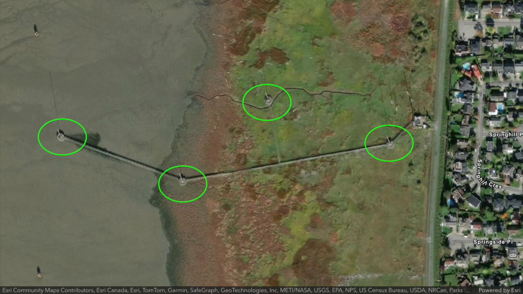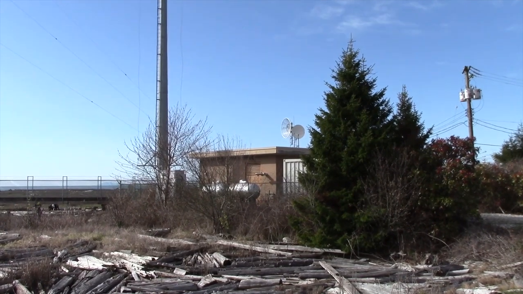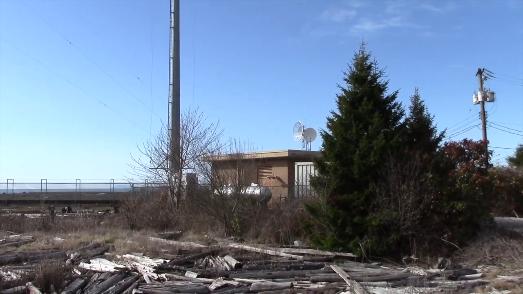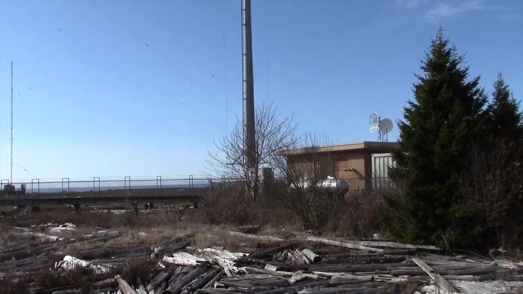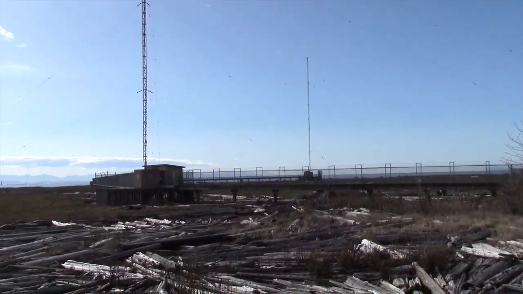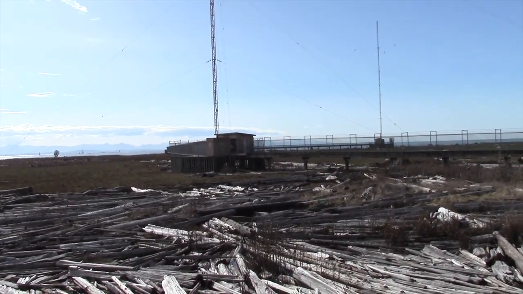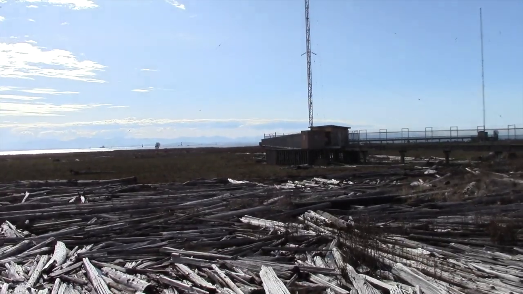The AM transmitter, consisting of 4 guide mast antennas, is located in the marshy intertidal zones off the West Dyke Trail in Richmond, British Columbia. Each of the transmitting antennas is built on a foundation with piles driven deep into the marsh. In order to access the antennas for maintenance, a wooden boardwalk was built out onto the intertidal zone.